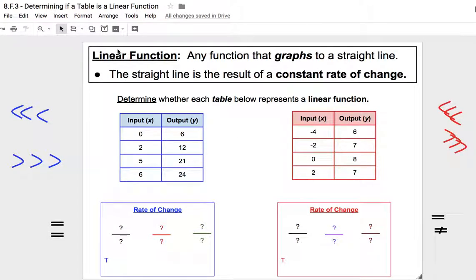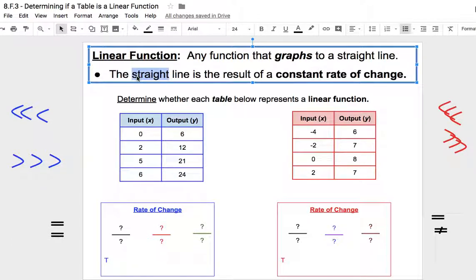This video focuses on how we can determine if a table counts as a linear function. First, we need to know the definition of a linear function. A linear function is any function that graphs to a straight line, or in other words, when we create graphs, if the function makes a straight line, we would call it a linear function.